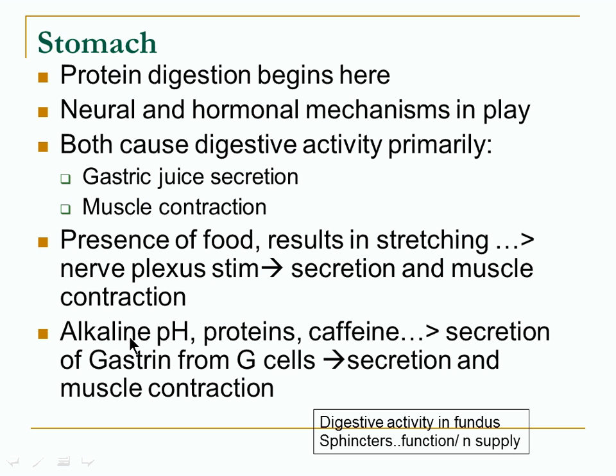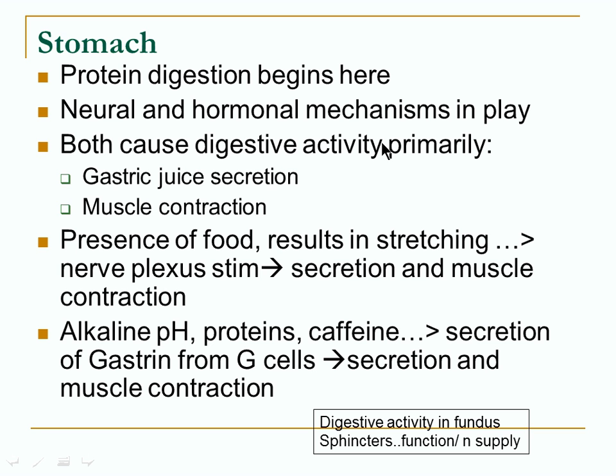And then from the mouth and the esophagus, the food is at an alkaline pH. You have proteins present, you may have caffeine, you may have other substances which will stimulate the chemoreceptors, and that will cause secretion of the hormone gastrin. So these hormones usually get stimulated by chemoreceptors. It causes secretion of gastrin from the G cells of the gastric epithelium. They again bring about secretion and muscle contraction. So you can see how both nervous and hormonal mechanisms bring about digestive activity.